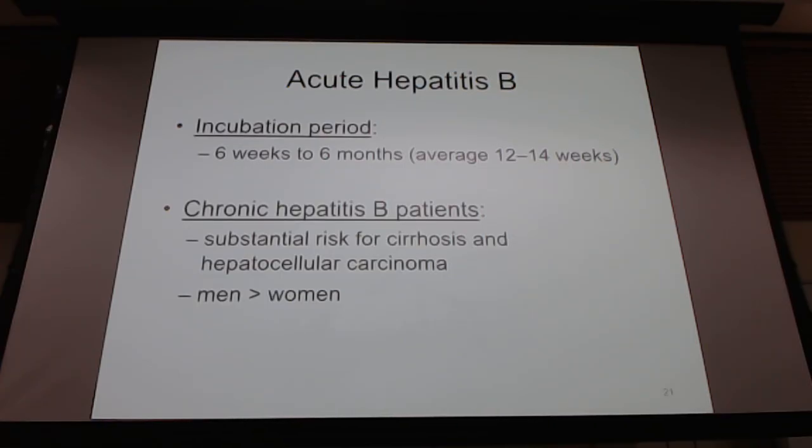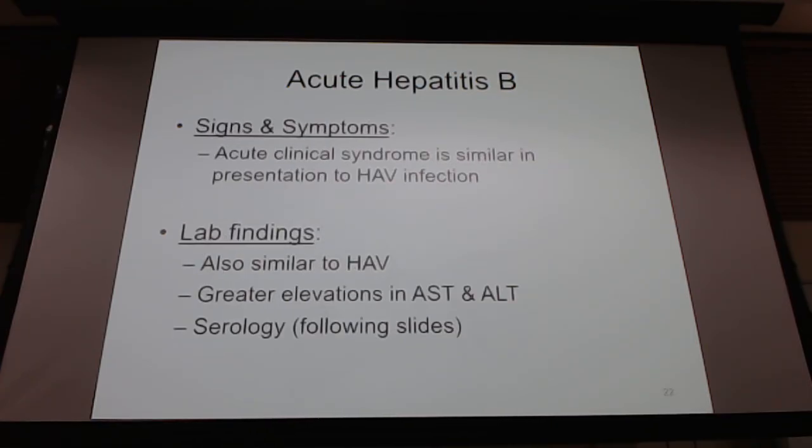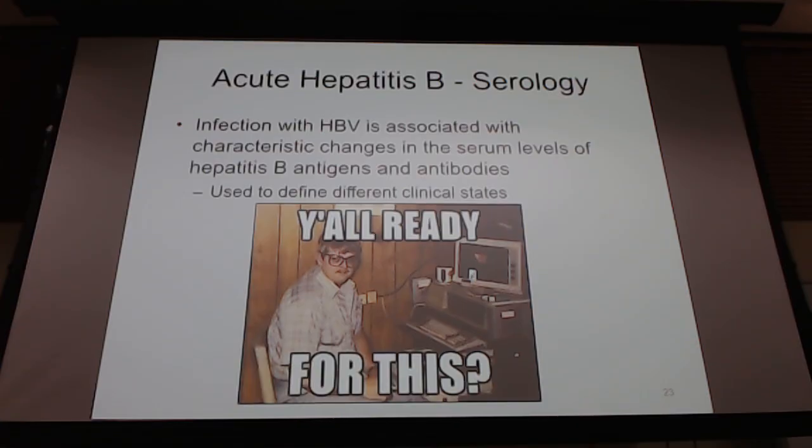So increase in men over women. Very similar in clinical syndrome or presentation, also similar to what we see in HAV. And greater elevations in AST and ALT give us an idea that maybe this is an alcohol-related thing. But here's where we start getting into the serology of this. You must understand this with hepatitis B. It gets really weird with what's antigens and what's antibodies.